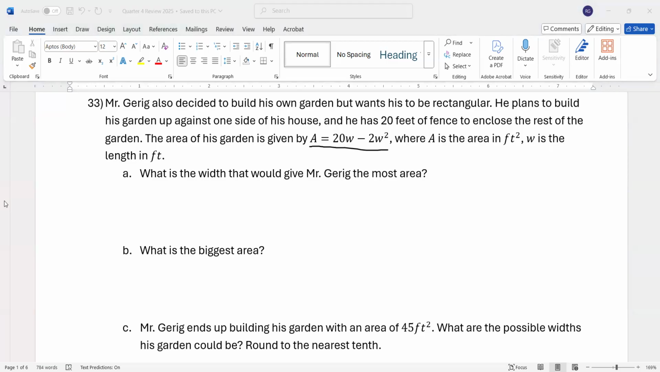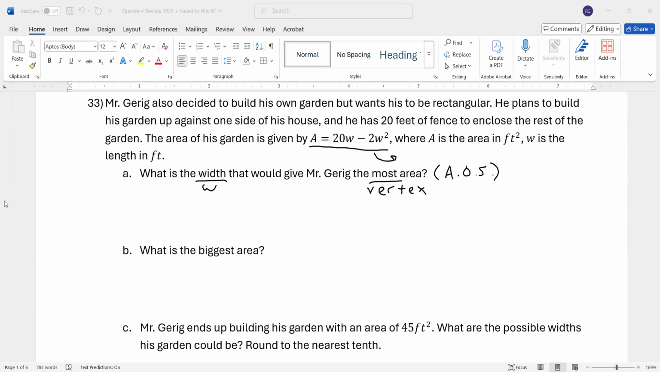A is the area, and W is the length in feet. What is the width? So I'm looking for a W that would give me the most area, most being the key word, highest vertex. So W is like X at the vertex. We're doing AOS here. Okay, so make sure we're writing this.